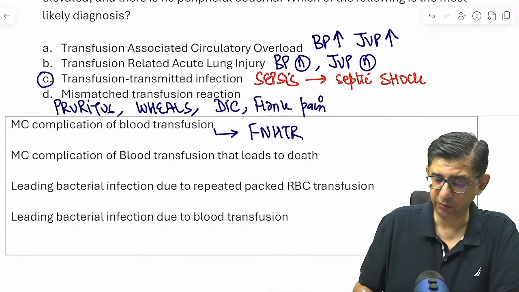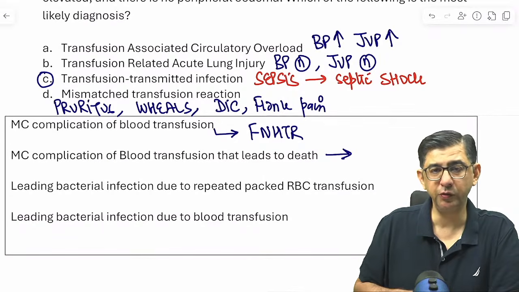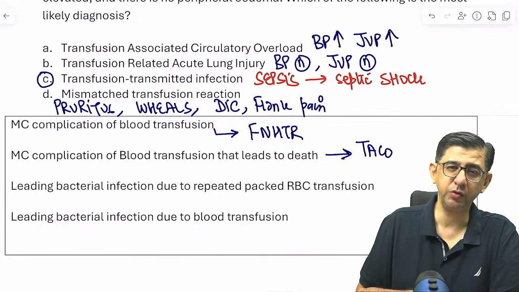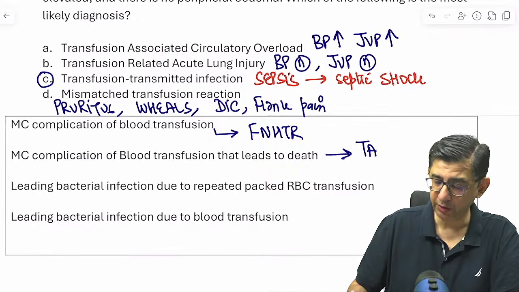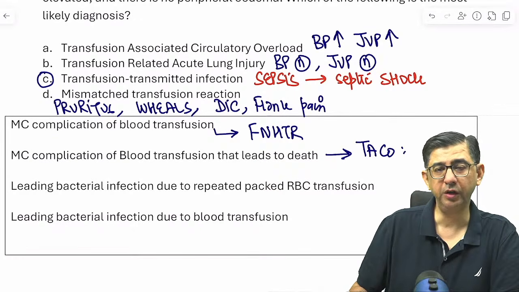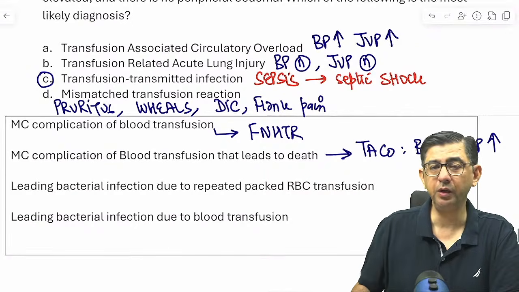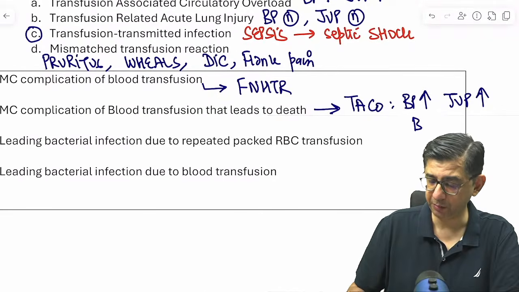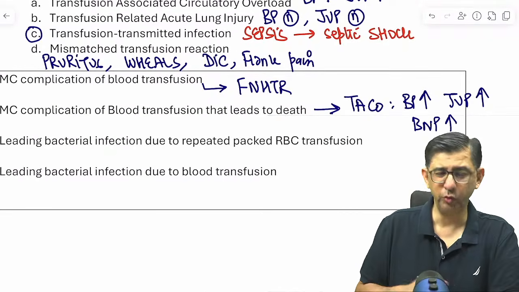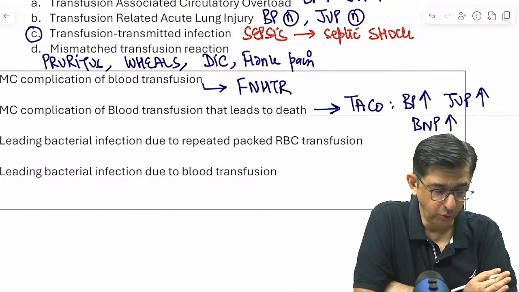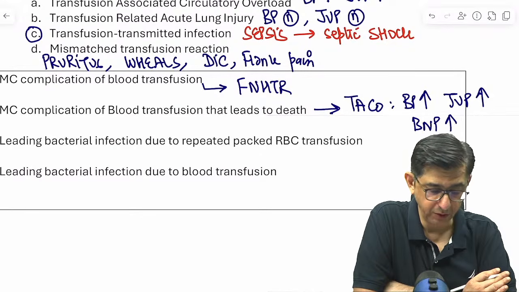If the question said what is the most common complication of blood transfusion leading to death, then it is obviously TACO, that is transfusion associated circulatory overload. And that TACO will always be in the vitals. BP will also be more, JVP will also be more, and the values of BNP, that is B type natriuretic peptide, will also be elevated. Usually they tend to squeeze in one question on transfusion reaction, so I thought I could just open your mind to all kind of possibilities in the question.